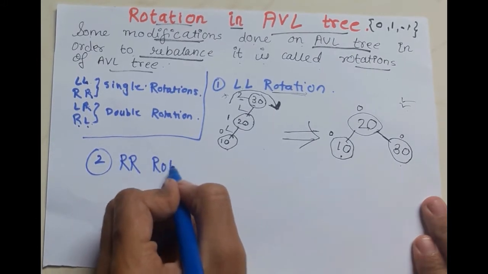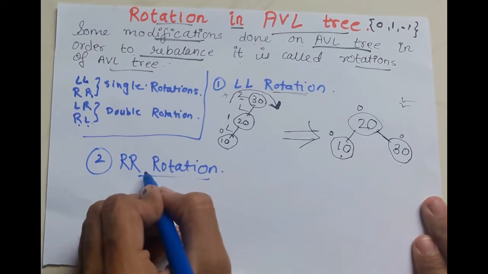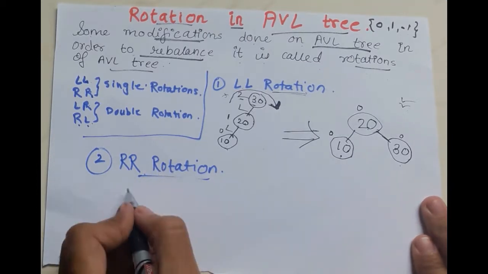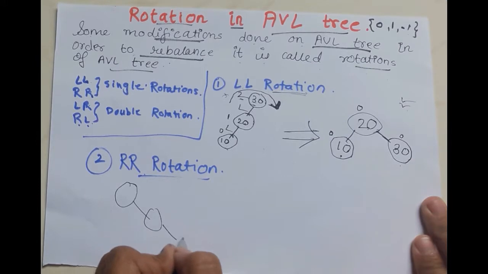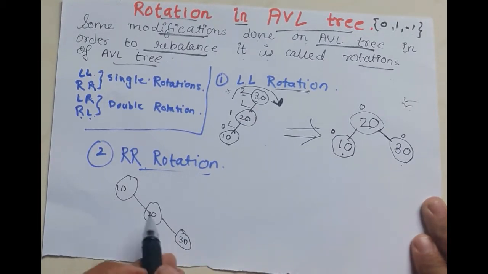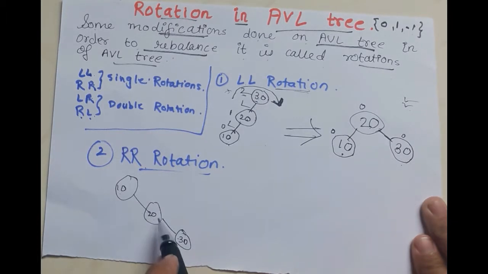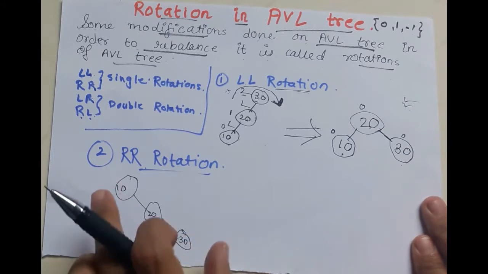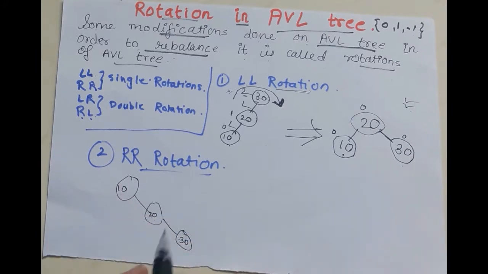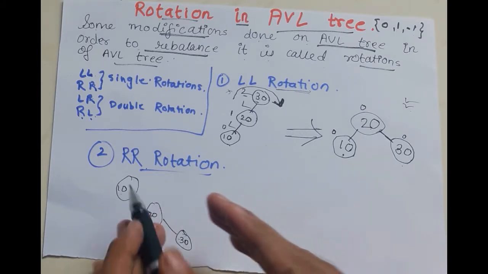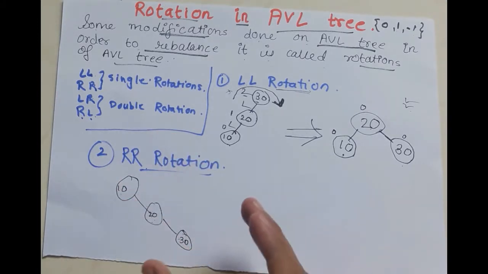RR rotation. Okay. Suppose this is the tree given to you. Now because 20 and 30 are attached as right subtrees to 10, the value is greater than the root. 20 and 30 are greater than the root, that is 10, isn't it? Because it is a binary search tree also. Because AVL tree follows the property of binary search tree also. So 20 and 30, because they are greater than 10, they are attached as right subtrees of 10.